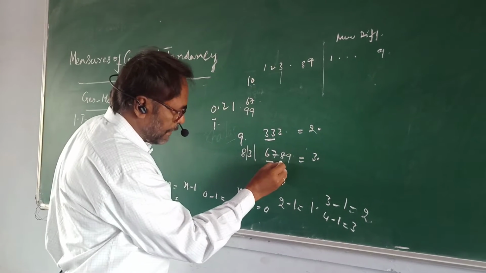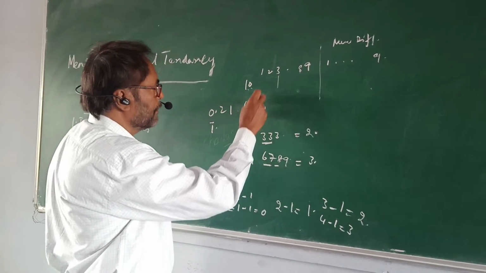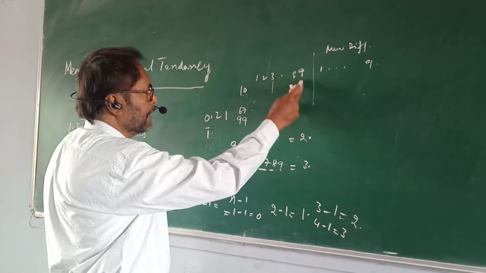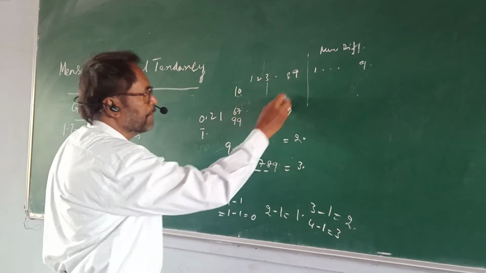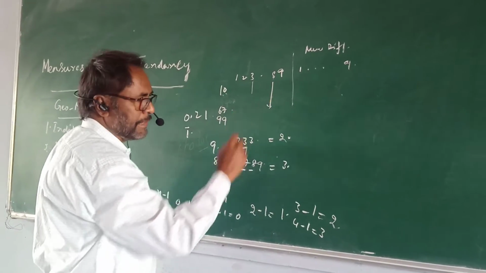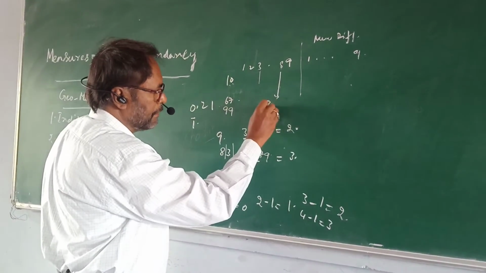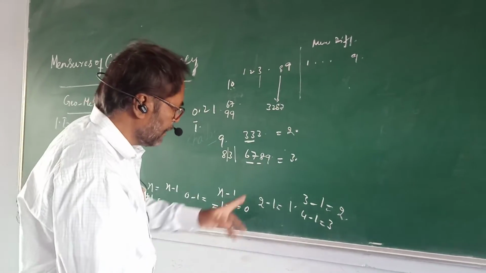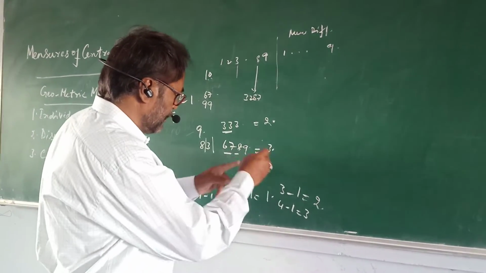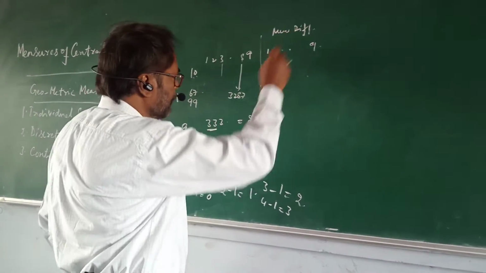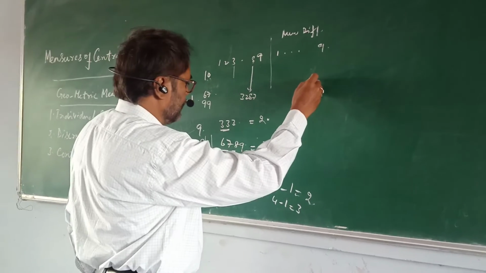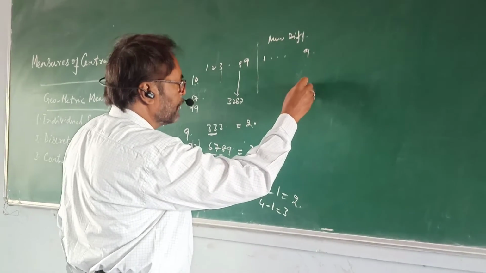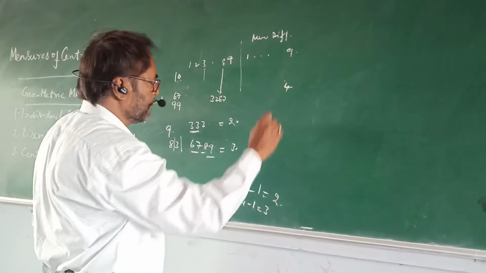Then you take the 8th value. Go from 1 to 9. Somewhere the 8th value comes, something around 32 or 87. And another value is there, the 9th value. Then in the mean difference, the 9th value is somewhere 4 or 5. Let us assume that 4.